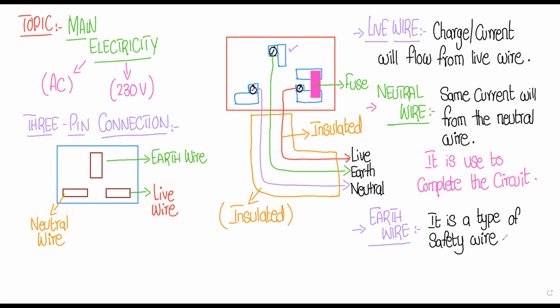It's an equipment for safety. It's just used for safety. There is no use of earth wire in the purpose of completing the circuit, right? So the main purpose of earth wire is to diffuse charges, or to neutralize the charges, or the electrons, to the ground, right?